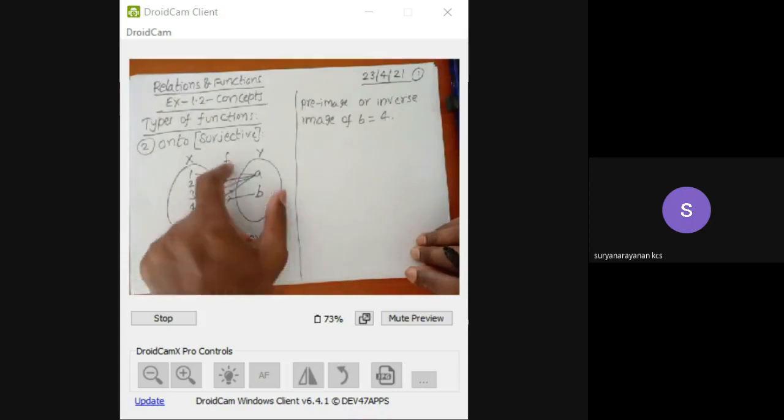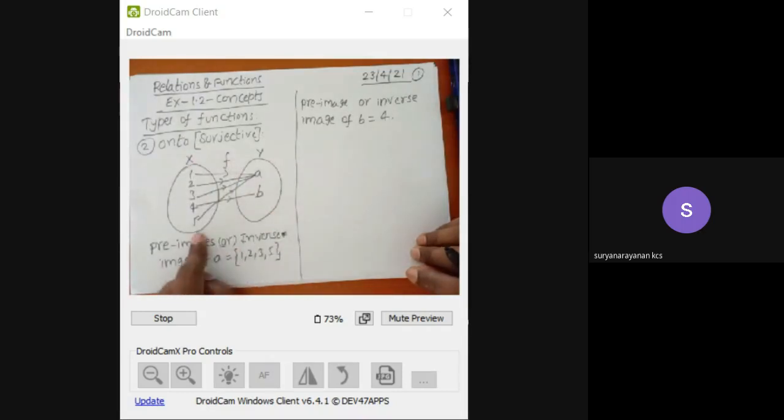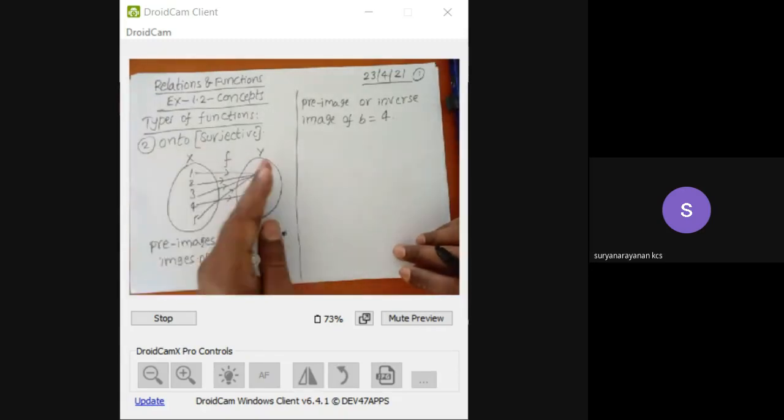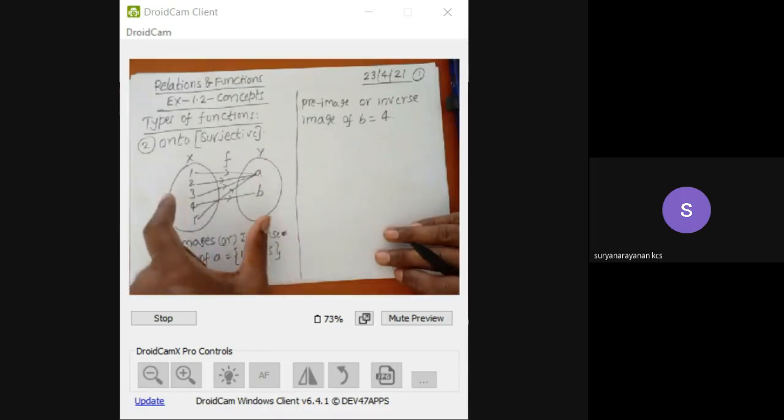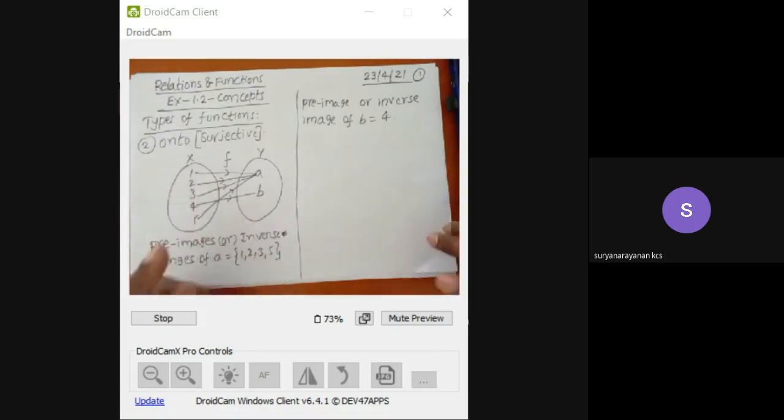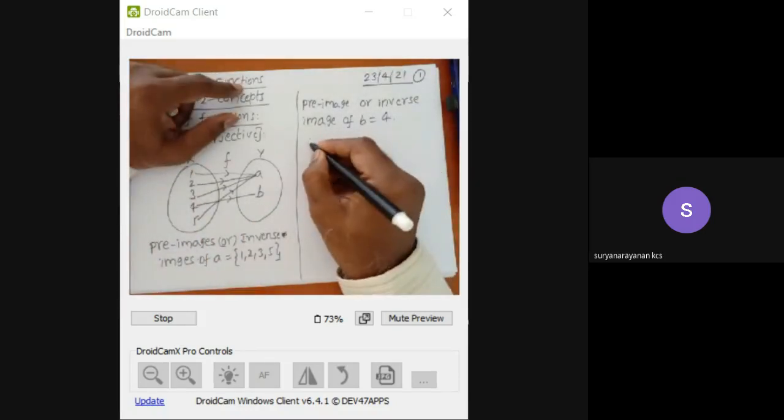But on the whole, if you observe this arrow diagram, every element in the codomain is an image of some element in the domain. Yes or no? So this type of function is called onto function.